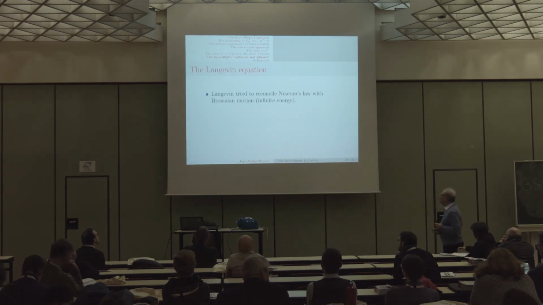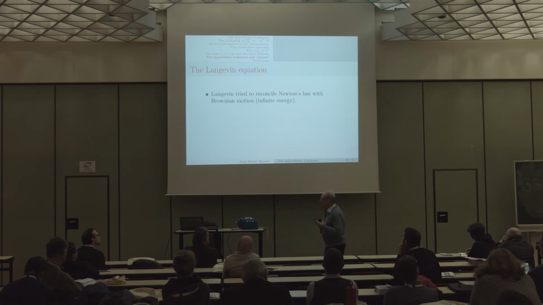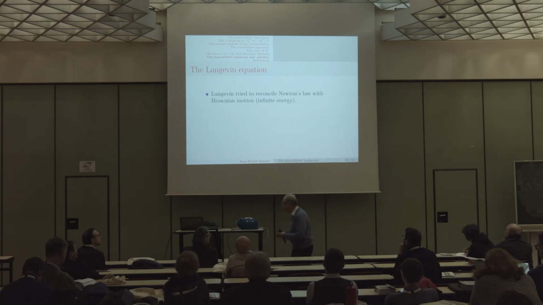Okay, so the Langevin equation now. Langevin tried to reconcile Newton's law with Brownian motion. The problem is that Langevin was aware, in spite of the fact that the trajectories of Brownian motion were not fully understood, that the trajectories in Brownian motion, for whatever that meant, had infinite speed. And so if they have infinite speed, if they have non-zero mass, they would have infinite energy, and so they are forced, in some sense, to have zero mass.